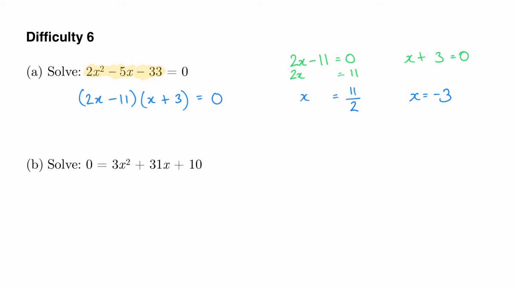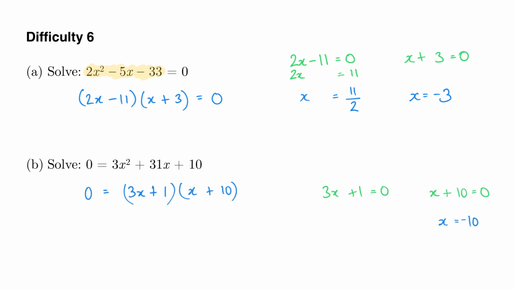Here's what you should have got. We've got 0 equals 3x plus 1 multiplied by x plus 10. Now that means we've either got 3x plus 1 being worth 0 or x plus 10 equaling 0. Let's do the easy one first here. x plus 10 equals 0 means x equals negative 10.